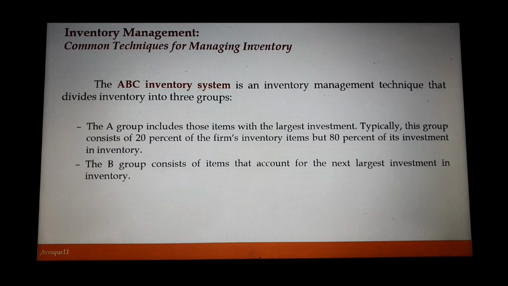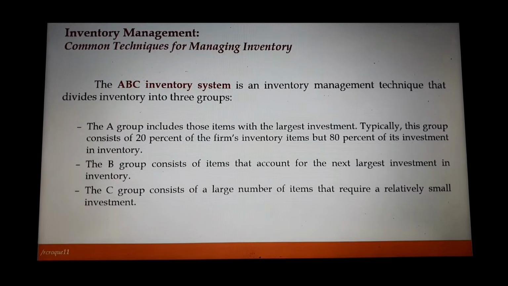Group B, ito yung sumunod na large na investment in the company or na group ng inventory. And Group C is, ito yung relatively small investment lang ang involved. Okay? So, level of priority or pagdating sa monitoring especially, si Group A will receive more effort, more attention pagdating sa monitoring, and then followed by B and then C.